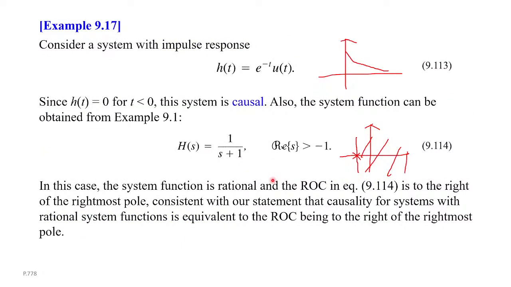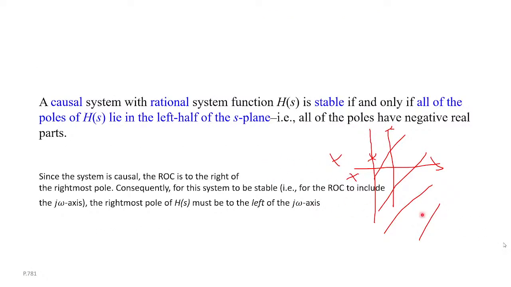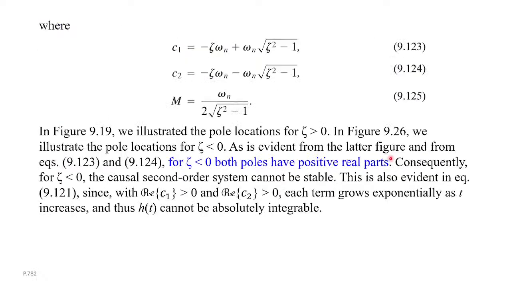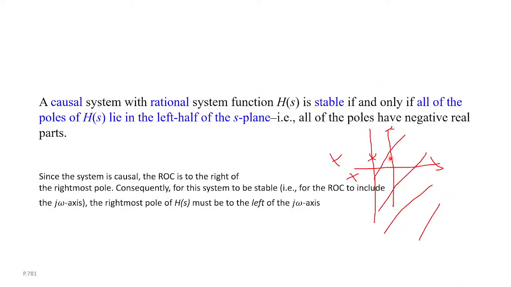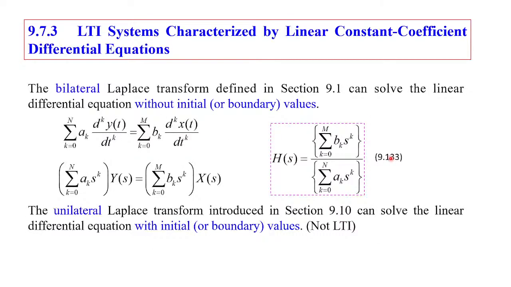You can easily combine those 2. If you want your system to be stable and causal, then all your poles need to be on the left part, so the rightmost ROC will contain the jω axis. Any questions so far? If not, then let's see what we can say about systems by just knowing those two things. So first we go to this LTI system.